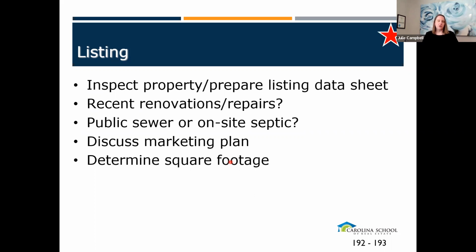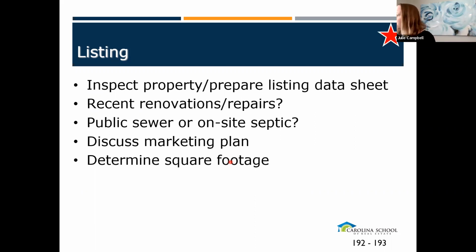Sellers may not know. Are you on a public sewer or on-site septic? I don't really know. Okay, let me see your most recent water bill. If they're on public sewer, they're paying for it. So we can help them identify. If they don't have an on-site septic permit, have them contact the county health department. We can get the process starting to get that permit.